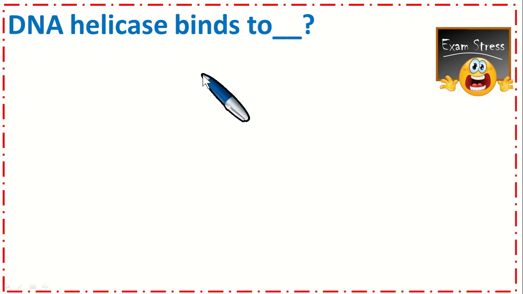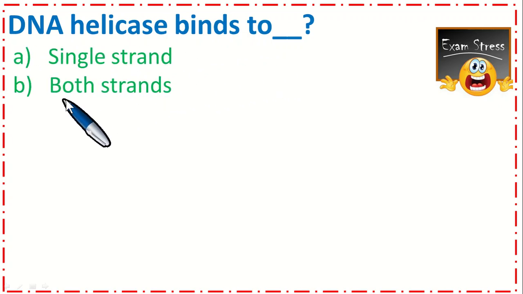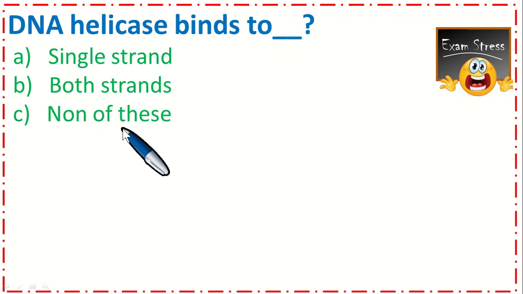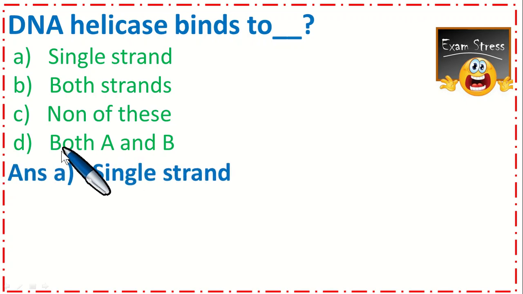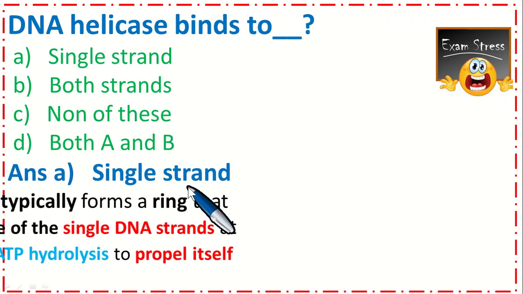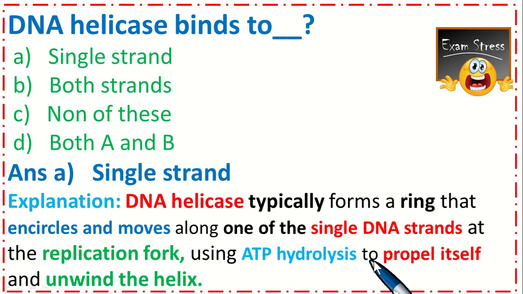Dear students, this is a very important MCQ. DNA helicase binds to option A, single strand, B, both strands, option C, none of these, and option D, both A and B. So the correct option is A, single strand. DNA helicase typically forms a ring that encircles and moves along one of the single strands of the DNA at the replication fork, using ATP hydrolysis to propel itself and unwind the helix.